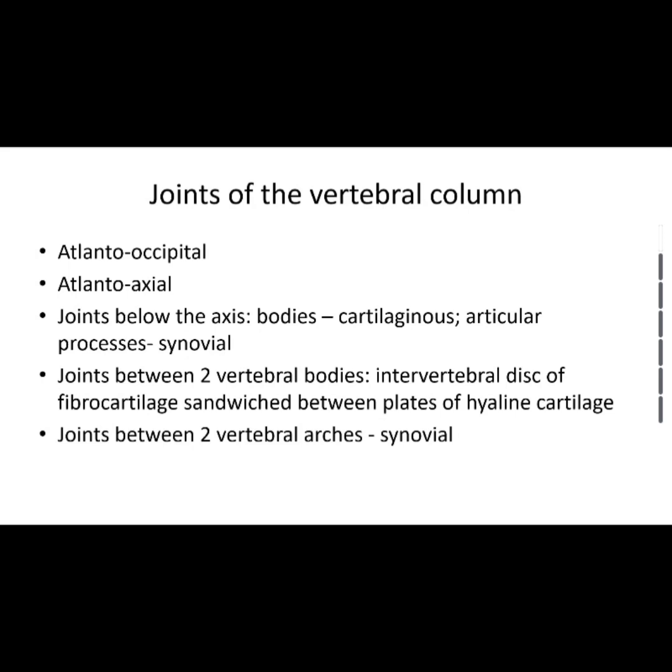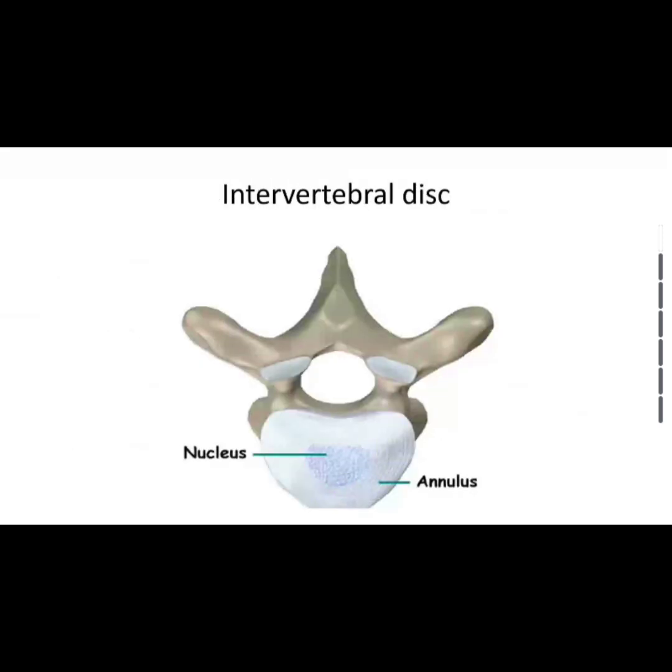So for joints between two vertebral bodies, we have the intervertebral disc, as I've already said, which is fibrocartilage entwined between plates of hyaline cartilage. Between the two vertebral arches, we have a synovial joint. If you look at the structure of the intervertebral disc, in the middle we have the nucleus pulposus, and on the periphery we have the annulus fibrosus. Those are the divisions you will see if you cut through an intervertebral disc and look at it.